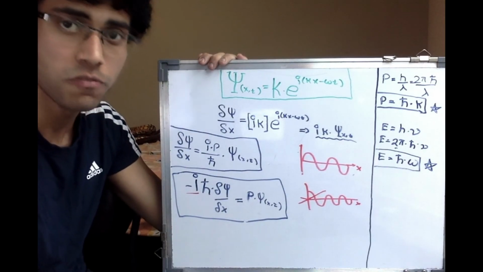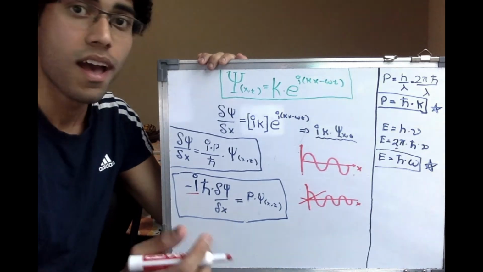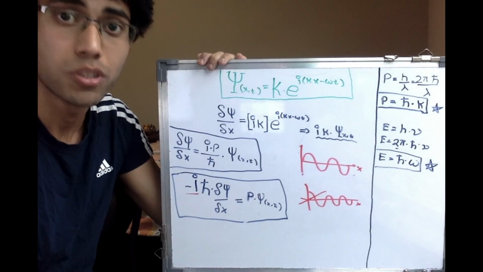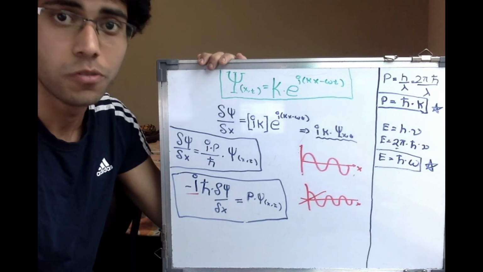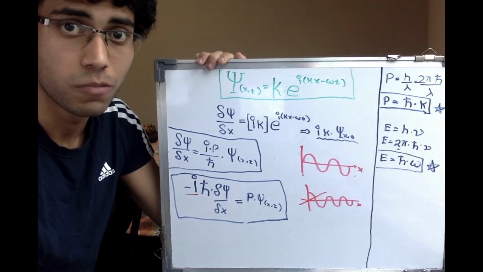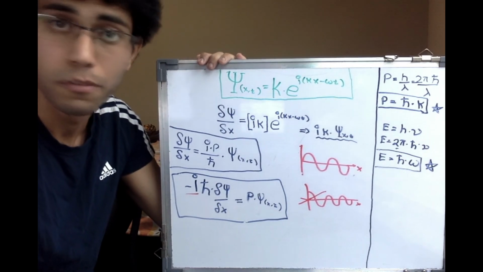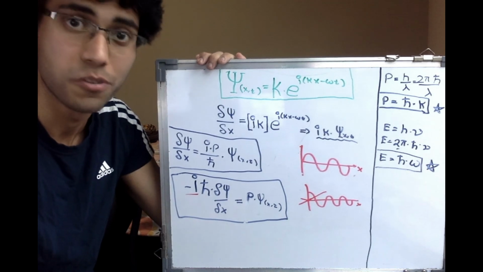In the next videos, we'll be talking about the energy operator, and eventually we'll be talking about the Schrodinger equation, and then we will introduce the potential term in the Schrodinger equation. And that is when we will get to know about the Hamiltonian of the function too.